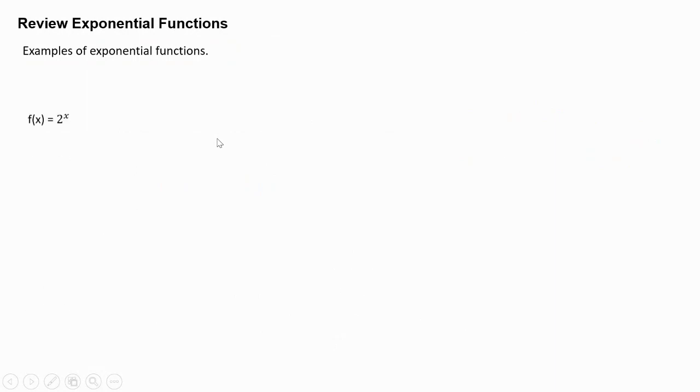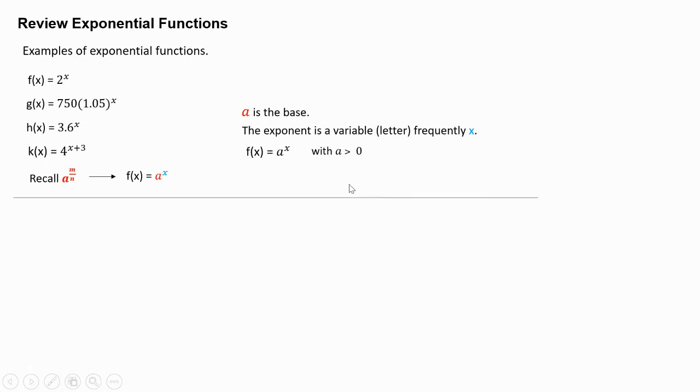Examples of exponential functions, right? All these are exponential functions. If you notice, the exponent is a variable. It can be an x, it can be a y, but most of the time they use an x as the exponent. You see, they all have an x, right? Recall, this is also a property that's going to come in handy in today's lesson or today's workshop. A is a base. The exponent is a variable letter, frequently x. For example, f of x equals a to the x. It has to be more than 0.